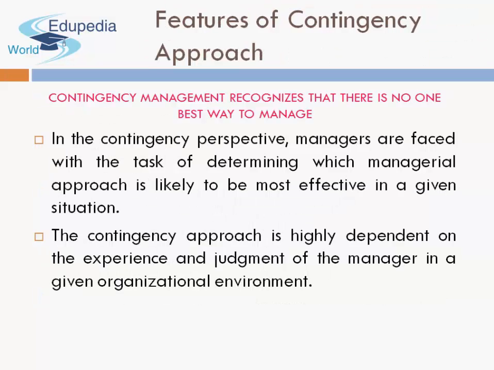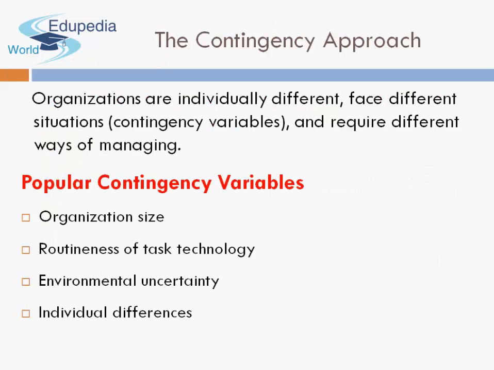This is the same: contingency management recognizes that there is no one best way to manage. It all depends upon the judgment and experience of the manager in a given organizational environment. The contingency approach also says that there are certain contingency variables which the manager has to look into while taking a decision. What are these contingency variables? The organization size, routineness of task technology, how routine your task is, environmental uncertainty.